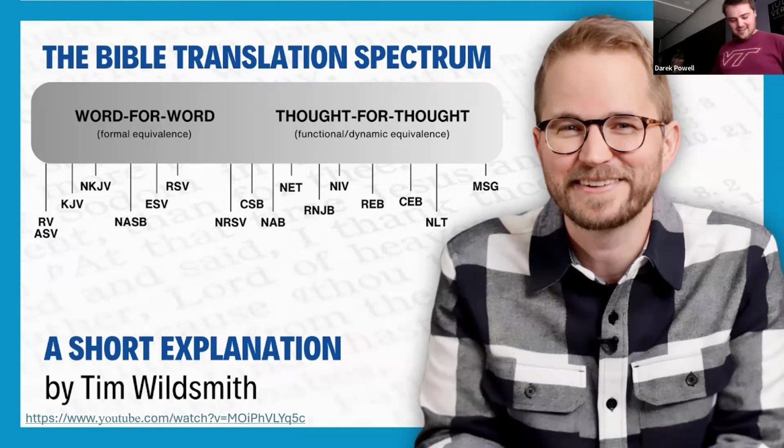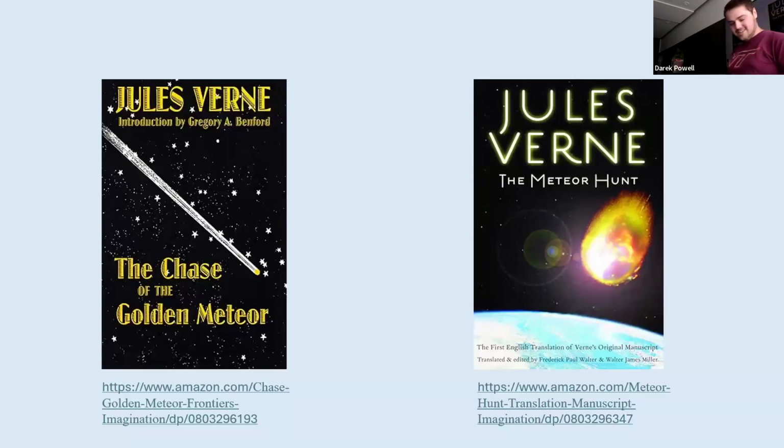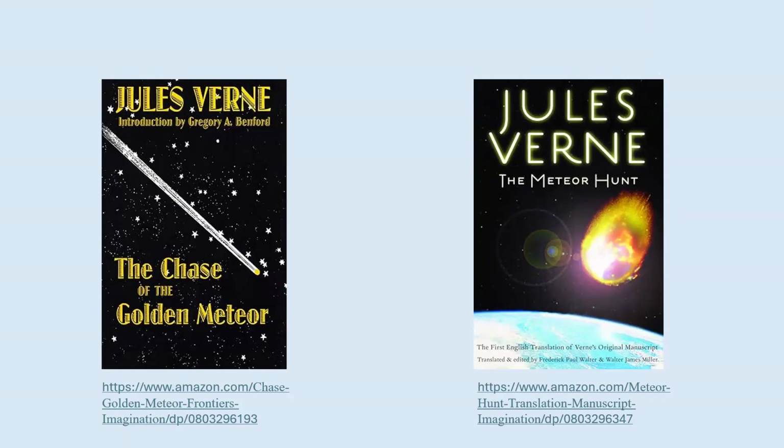So I recently read The Meteor Hunt and The Chase of the Golden Meteor side by side to appreciate the difference between Jules Verne's original manuscript and his son's edited version. I even made up a document showing the differences between the two, which chapters in one correspond to which chapters in the other, and so on. And Alex, I'll email this to you so you can see it as well. Oh, can't really show that super well.